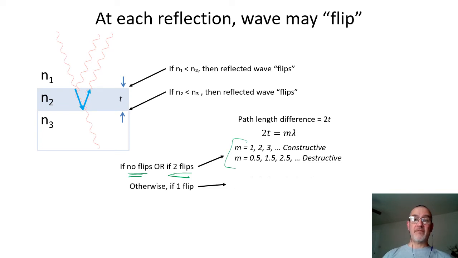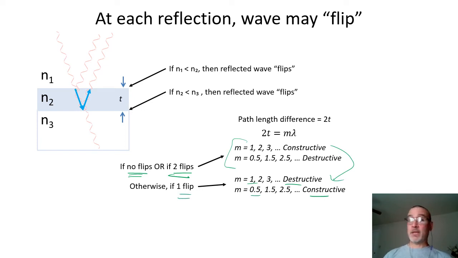But if I have one flip, if I have it only at one surface and not the other, then I'm going to reverse whether it's destructive or constructive, with a half, 1, 2, 3 versus a half, 1.5, 2.5. So you'll notice that it flips between constructive and destructive. If I only have one flip, it's going to throw me right off. So where I would expect constructive, I'm going to wind up with destructive. So, confused yet? Let's move on to the next thing.